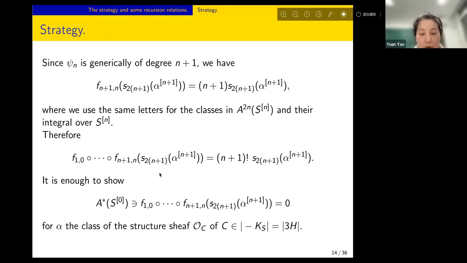So our theorem is to show this equals 0. So it's enough to show it's 0 after multiplying by this n plus 1 factorial, right? So it's enough to show, you do all these maps together, and finally you get something in the cohomology of S0. This class is 0. So for our chosen R, the class of the structure sheaf.